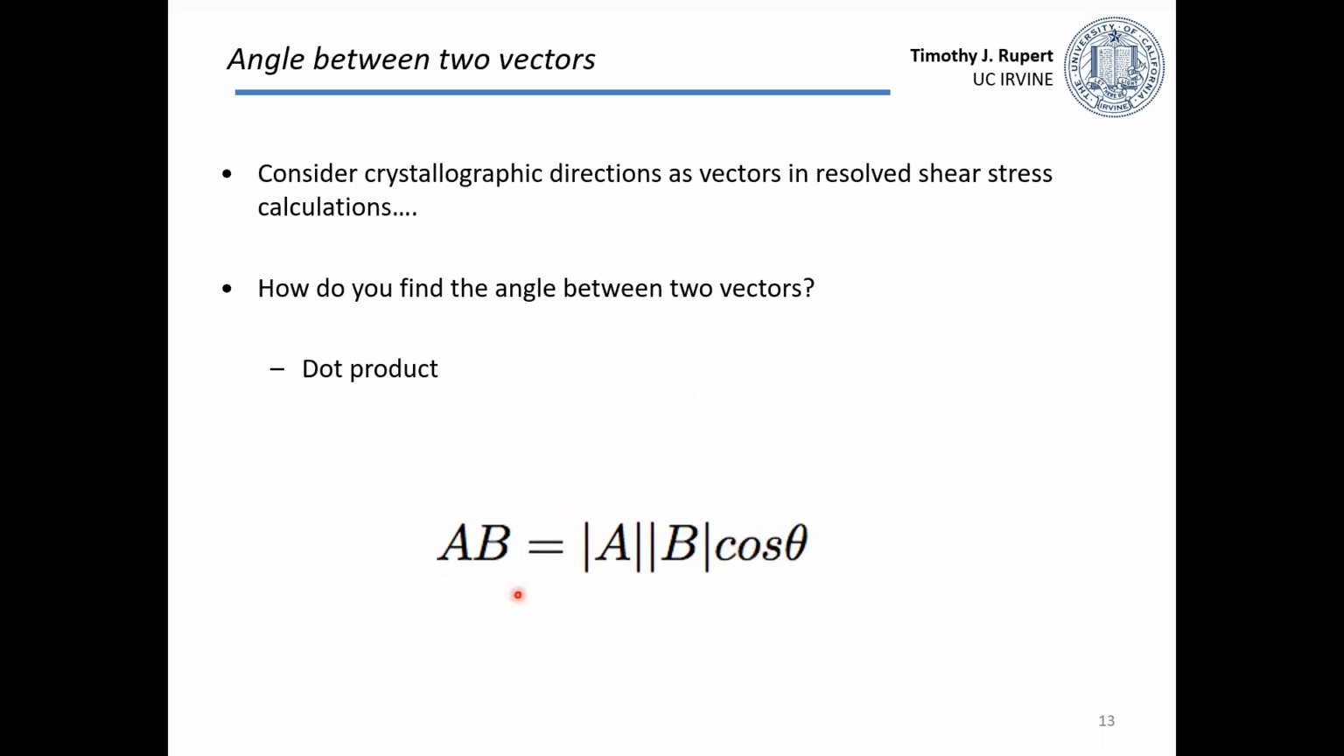And often it's important to remember that when we take the dot product of two vectors, vector A and vector B, that's equal to the magnitude of those two vectors times the cosine of the angle between them. So that's one way we can easily find that cosine angle and plug that into a calculation for resolved shear stress.